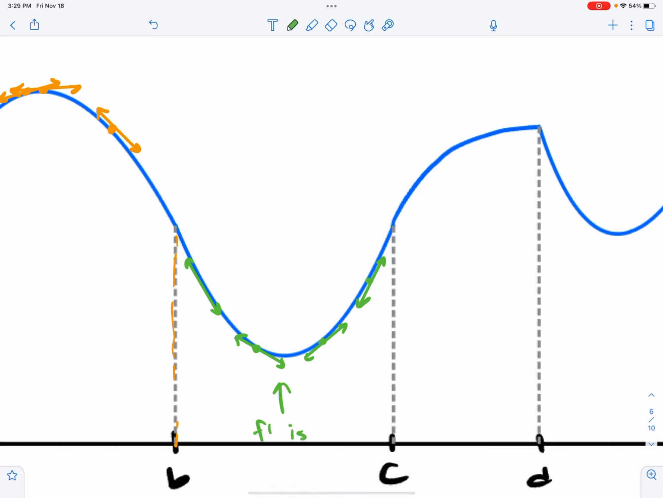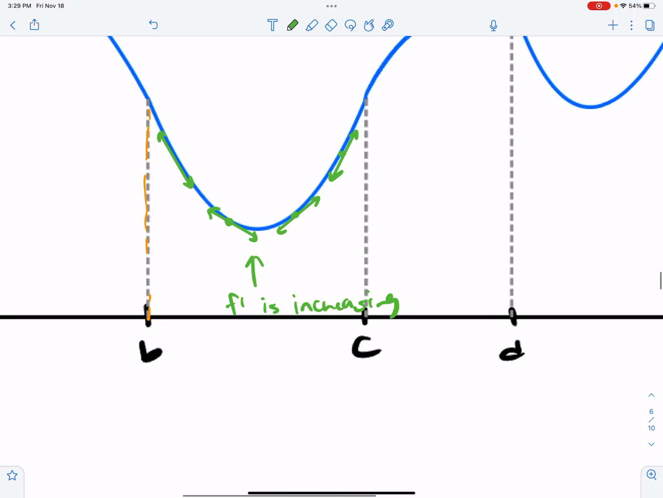F prime is increasing, which means that f double prime would be positive on that interval. If f prime is increasing, the slopes of its tangent lines would be positive. So f double prime would be greater than 0. So that's the interval from B to C, and that makes sense with what we've already discussed, that when the second derivative is positive, the graph of the function is concave up, looks like a cup.